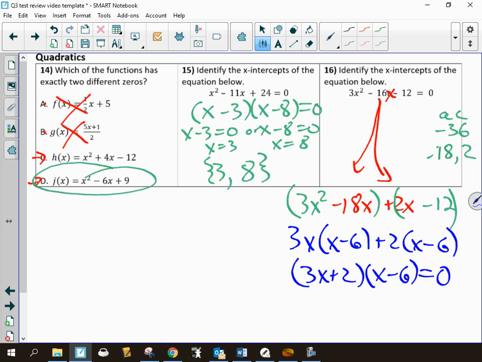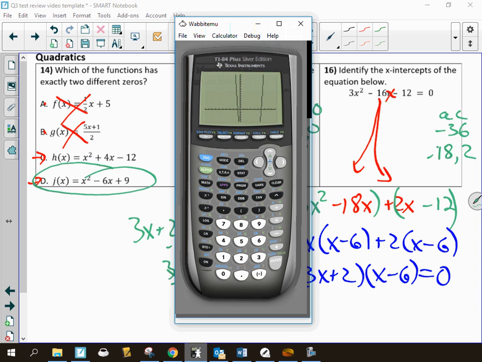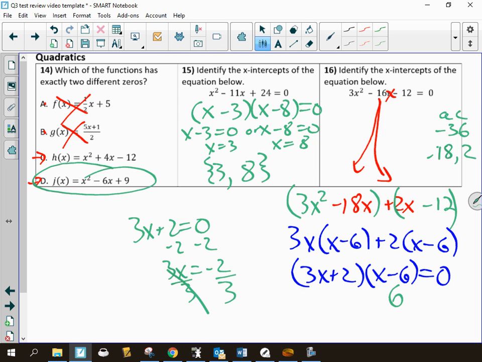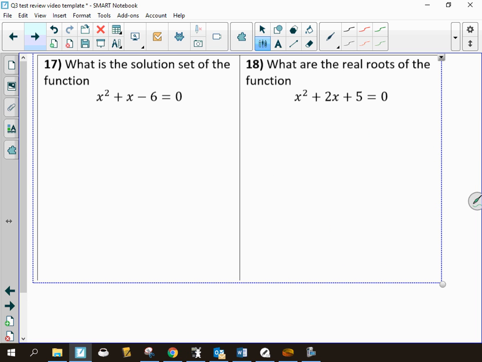And the zero product property says that if two numbers multiply together to give you 0, then one of them must be 0. And so if we subtract 2 from both sides, and divide both sides by 3, then you get x equals -2/3. And that is that right there. The other one is 6, which comes from there. All right, next problem.